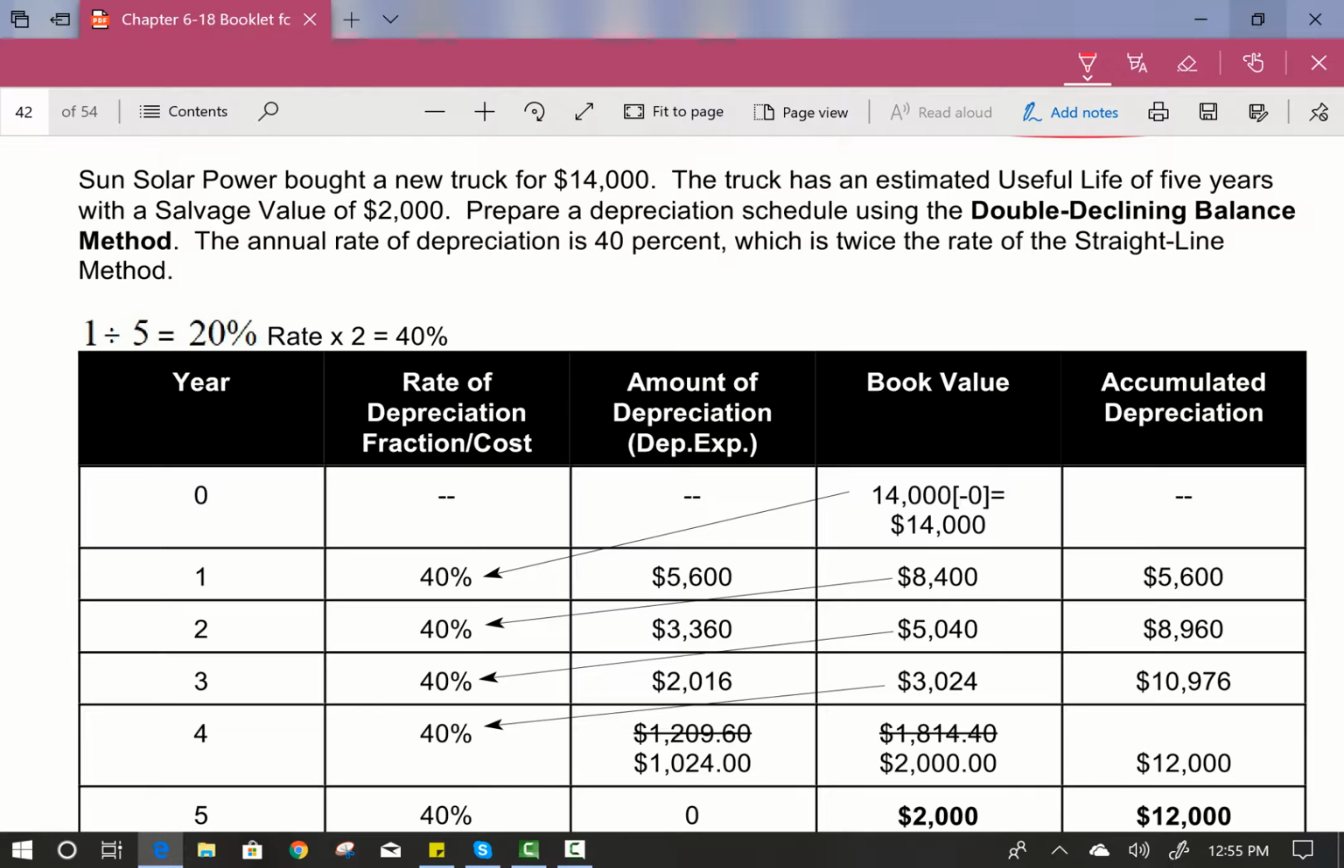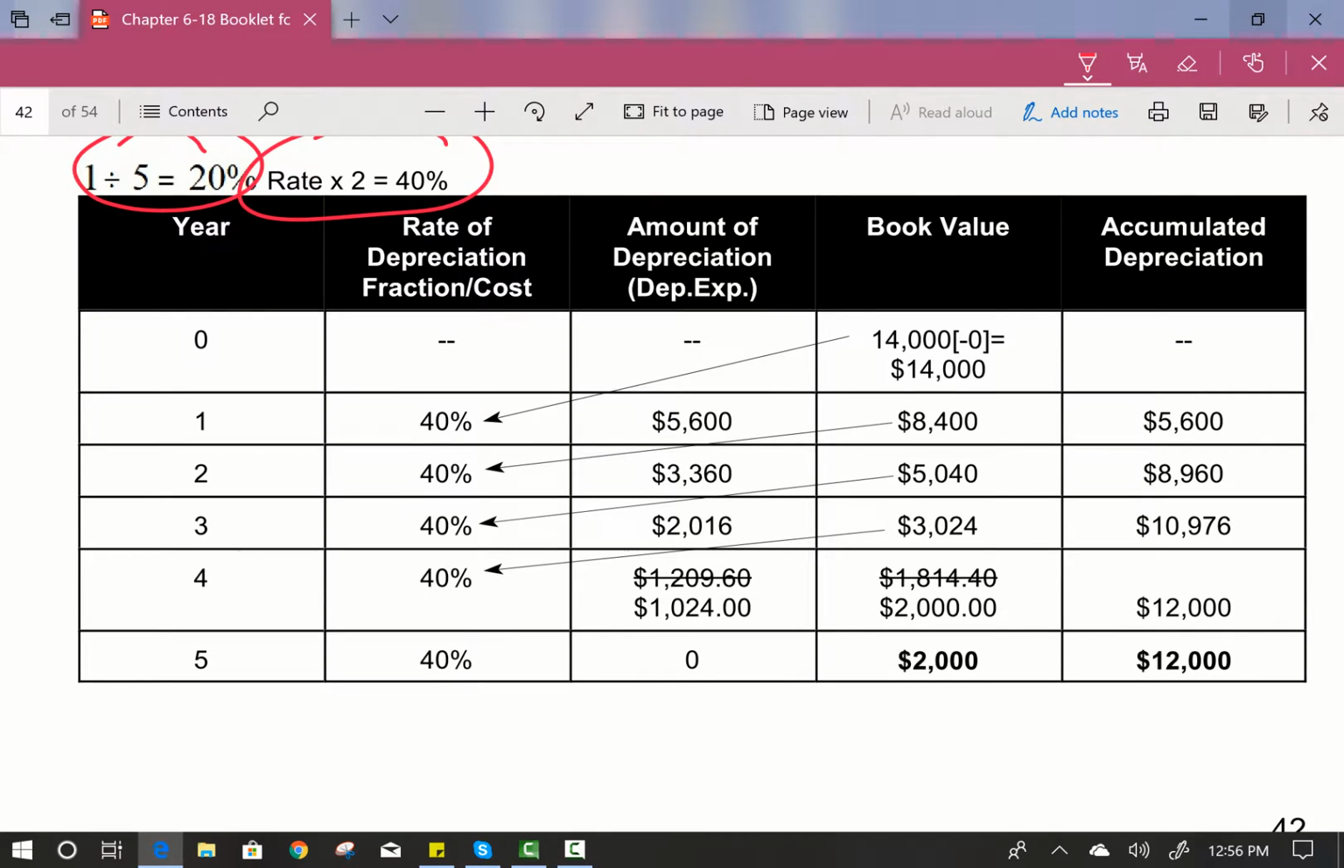How do I know that? Okay, let's pretend that that wasn't given. It's a 5-year asset right there, so 1 divided by 5 is equal to 20%, and double that, which is 40%. So it's double that of the straight line method, so I'm able to record 40% all the way down for all 5 years. One of the unique things about the double declining balance method of depreciation is that it does not recognize the residual value in the beginning. It does in the end.